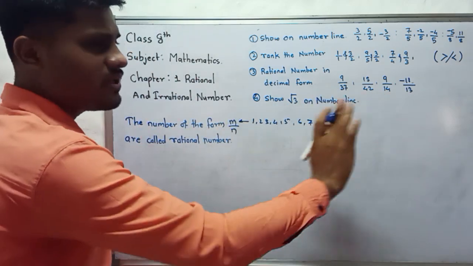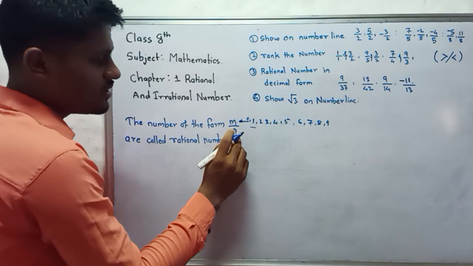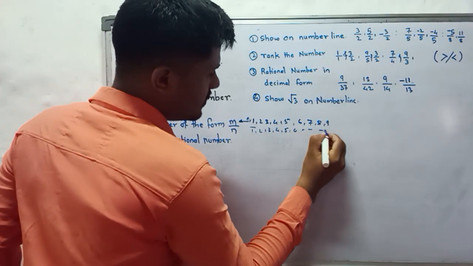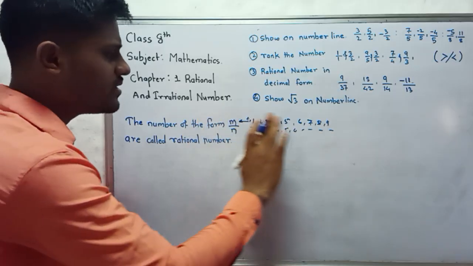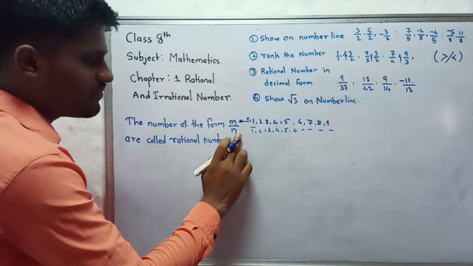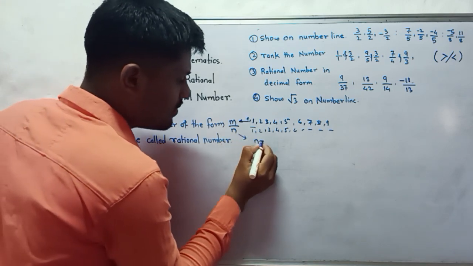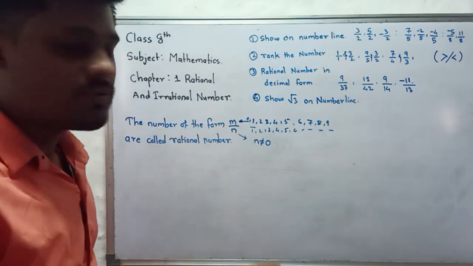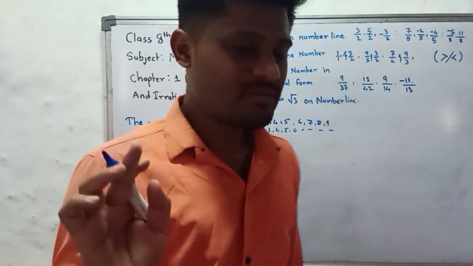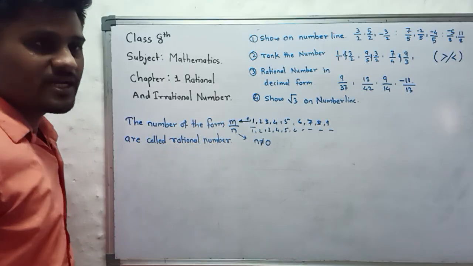These whole numbers can all come, and in the following term n, we can write 1, 2, 3, 4, 5, 6, 7, 8, 9, 10 and so on. So all the digits can come in the place of m, and all the digits can come in the place of n whenever we represent a number in the form m by n, except that n cannot be equal to 0. If n equals 0, then the number becomes irrational. It means that all numbers that can be represented in the form m by n are called rational numbers.